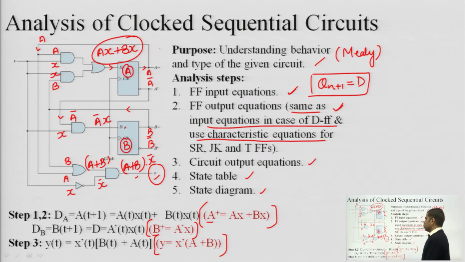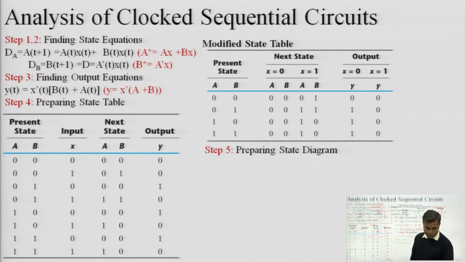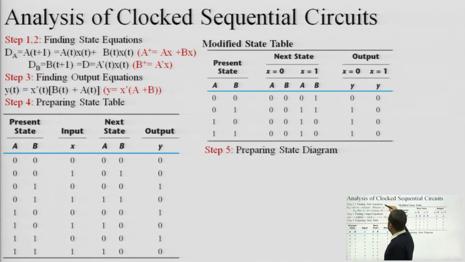So these are the steps 1, 2, and 3 which are performed from this circuit. Okay. Now, once these 3 steps are performed, then we have to prepare the state table. So using these expressions we will be preparing the state table. So I will be copying these expressions again. Step 1 and 2 are actually combined, because the flip-flop is a D flip-flop, so input and output are the same. So that's why we are finding the state equation. The output equation we have already covered.